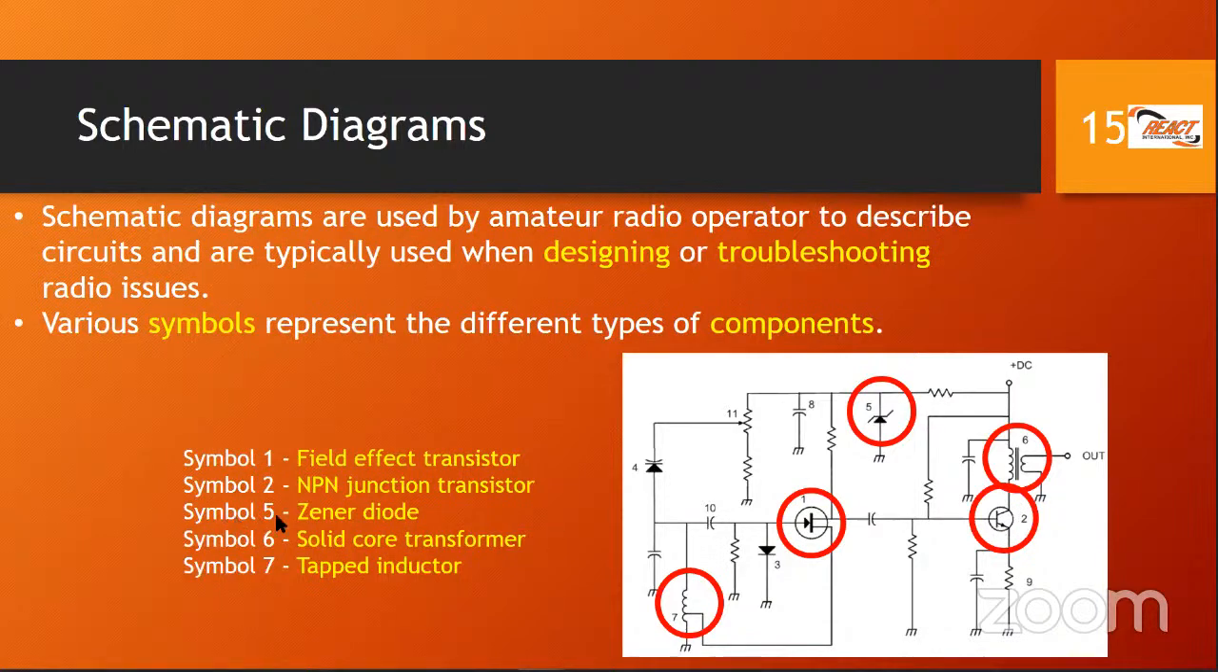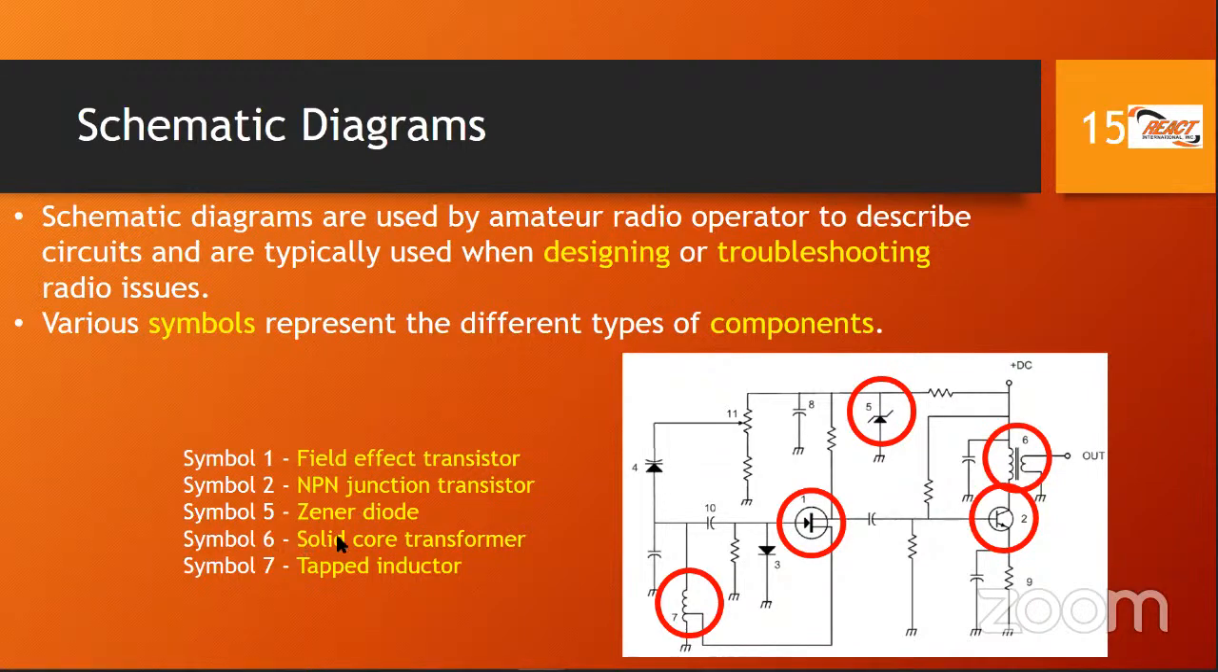Let's go to symbol number 5. What is symbol number 5? Symbol number 5, we kind of looked at it in one of the slides, just skimmed over it quickly. It's a diode, we know. We know the symbol for a diode. And it has the little, well, it looks like a Z, doesn't it? So this is a Zener diode. So when you see the symbol, it means a Zener diode.